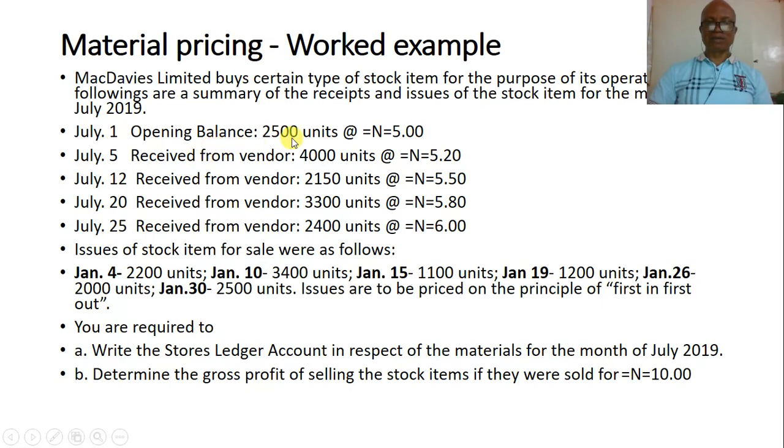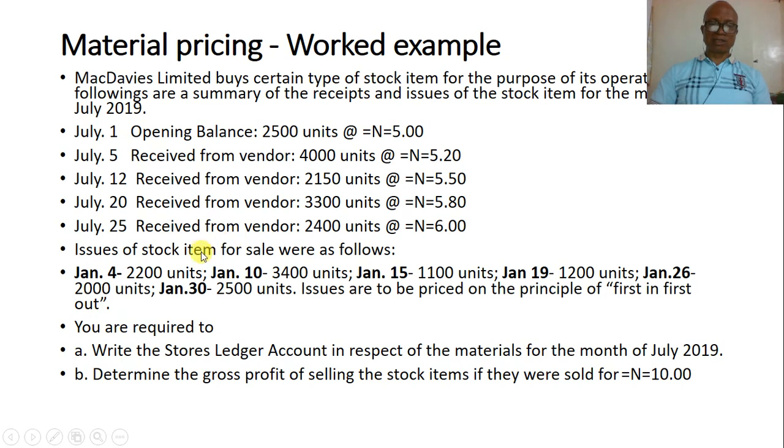Opening balance, we have 2,005 units. July 5th, received from vendor 4,000 units at this price. July 11th, 2,150 at this price. Received from vendor again 3,300 units at 5 naira 80, and then received from vendor 2,004 units at 6 naira. So they came at different times and at different prices.